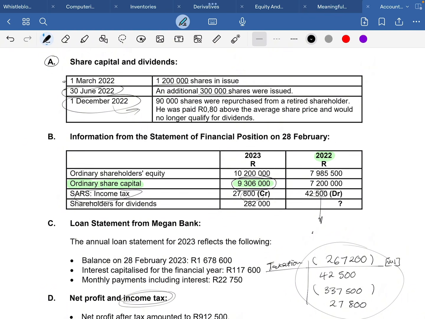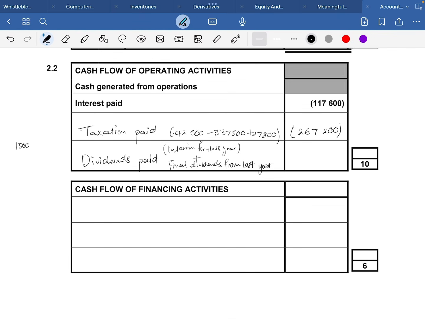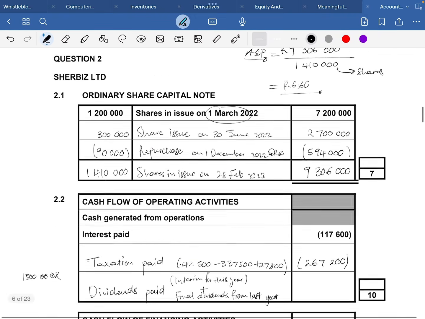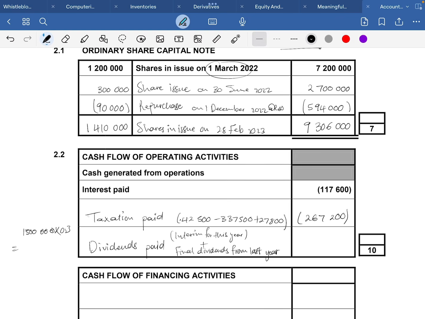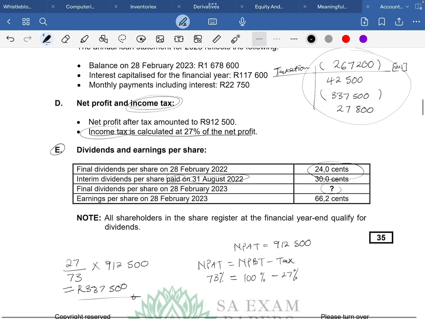So when we're issuing our interim dividends this year, we declared the dividends for 1,500,000 shares. So it is going to be 1,500,000 shares multiplied by, let's see how much they were, 30 cents per share. So it's 0.3. So it's 1,500,000 times 0.3, which is 450,000.